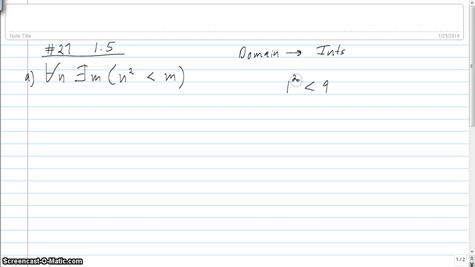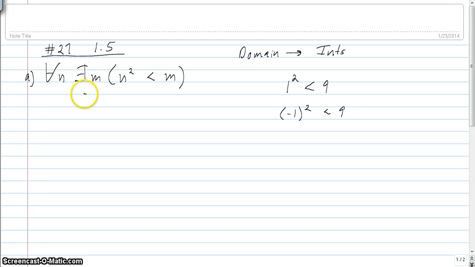You know, 1 squared would be less than 9, 2 squared would be less than 9, 0 squared would be less than 9. Even if you try -1 squared, that works, less than 9. So that seems reasonable. It's asking if we pick an m, could we always find some n so that n squared is less than m.